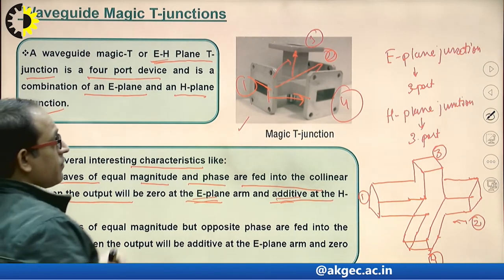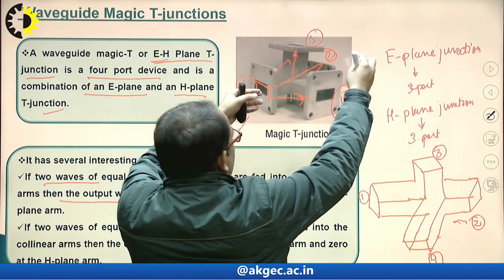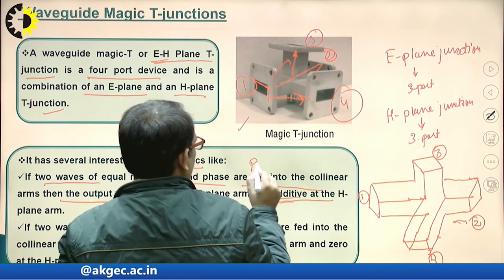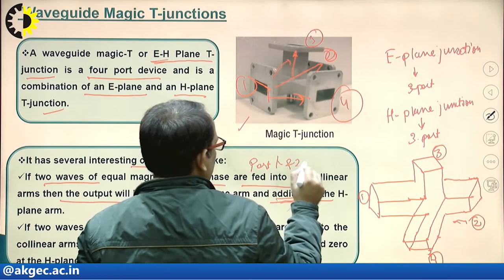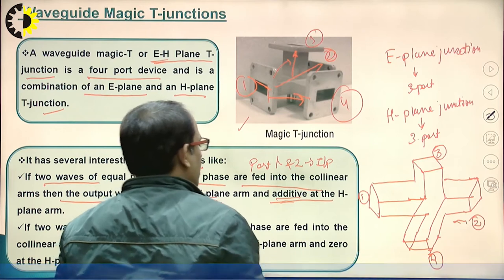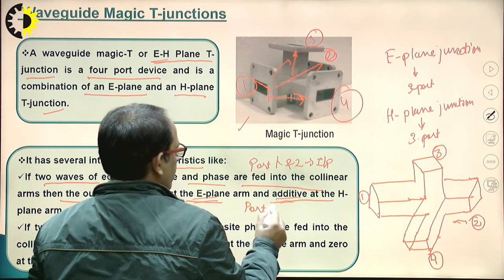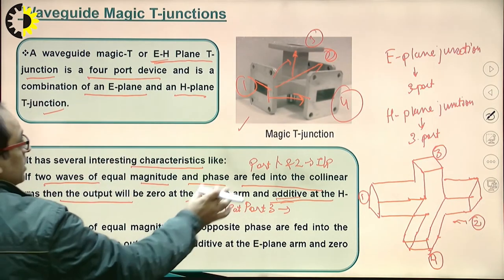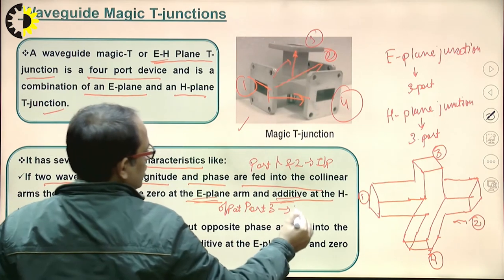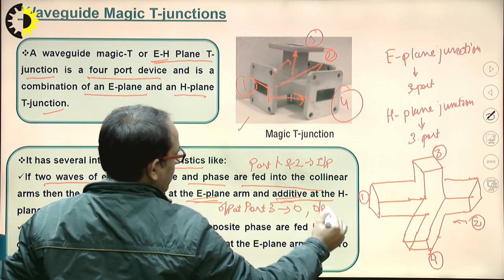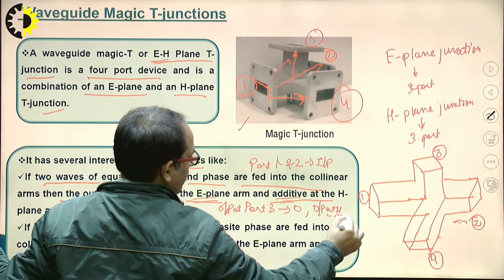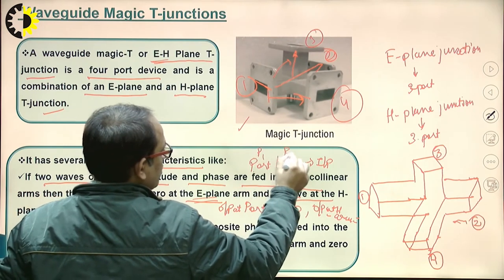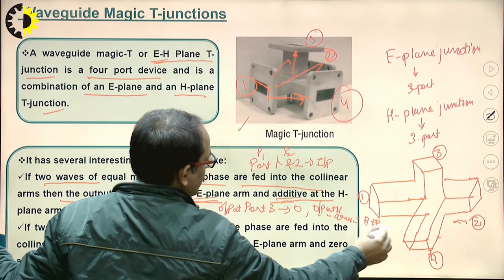It means that if two waves of the same amplitude and same phase are provided as input to port number 1 and port number 2, then the output at this port, the E plane arm, will be 0, and the output at the H arm will be equal to the sum of P1 plus P2. Clear?